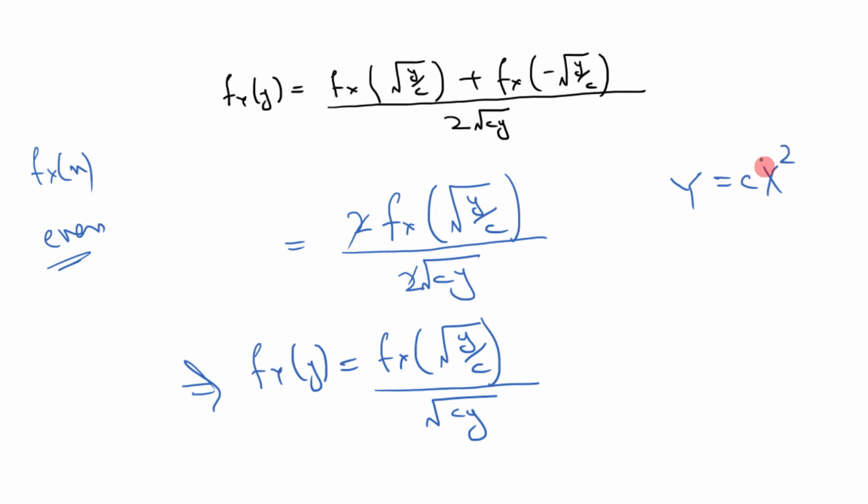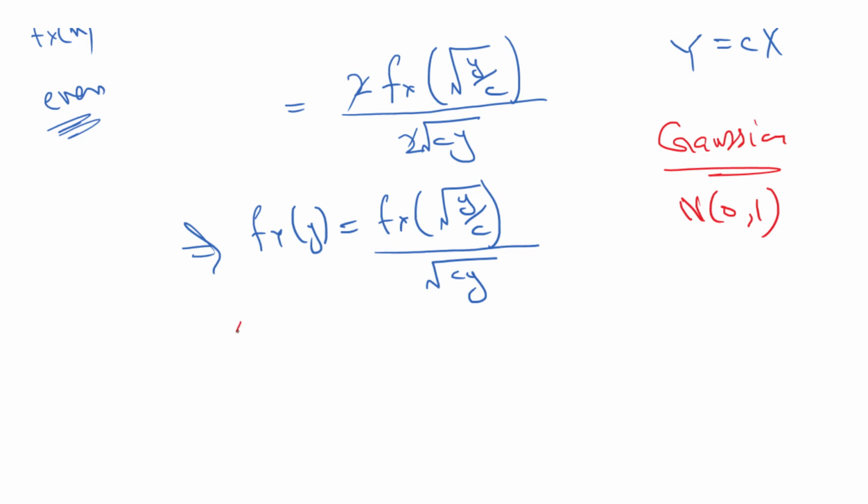Due to this transformation, y is equal to c x square, if the density function of your input is even. Now let's suppose we have an even symmetric density function, Gaussian, which is even symmetric and has zero mean and unit variance. In this case your density function of x, or input, will be 1 over under root 2 pi into e raised to power minus x square by 2.